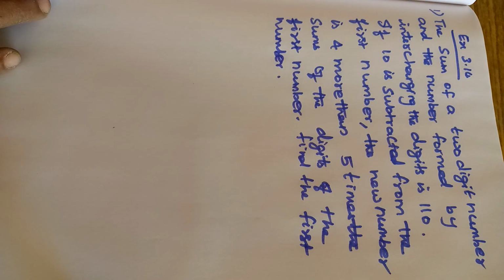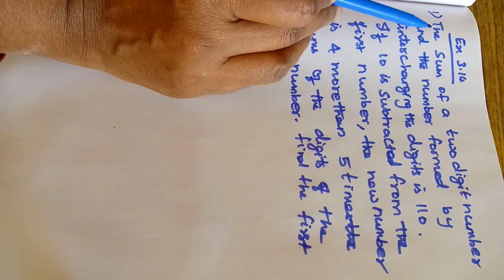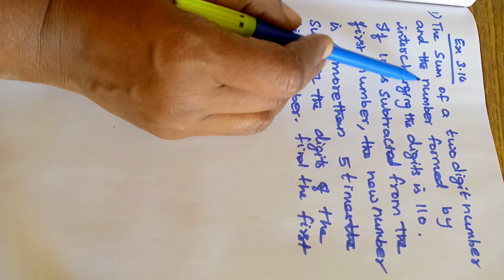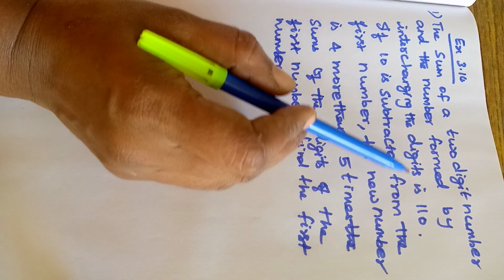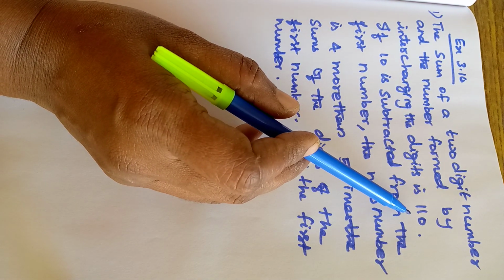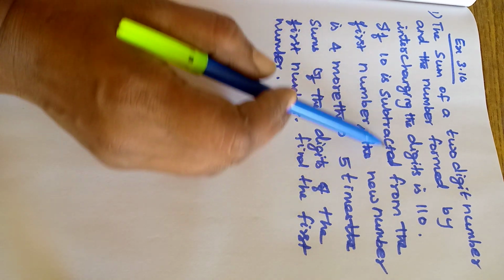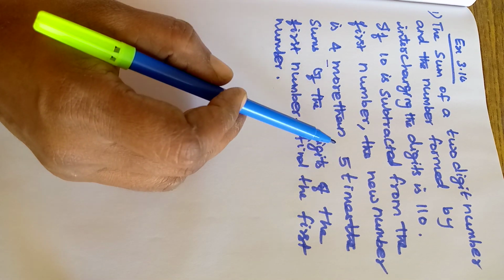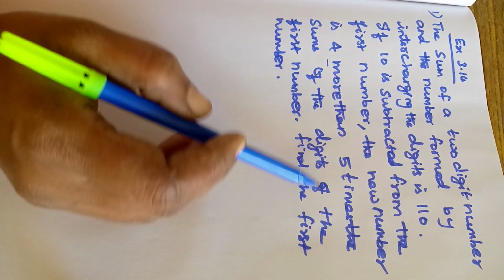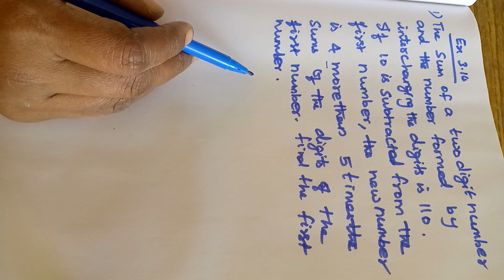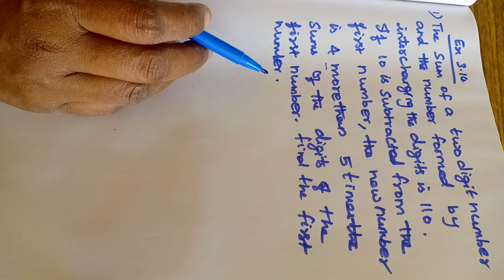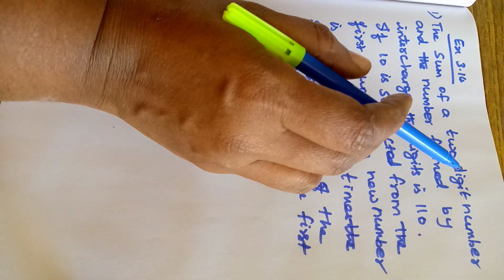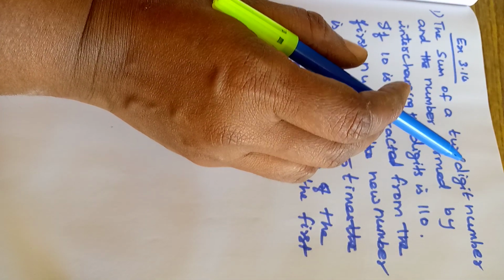The next question is exercise 3.14. First question. What is the first question? The sum of a two-digit number and the number formed by interchanging the digits is 110. If 10 is subtracted from the first number, the new number is 4 more than 5 times the sum of the digits of the first number. Find the first number. What is the question? The sum of a two-digit number. So a two-digit number has two digits, a ones digit and a tens digit.